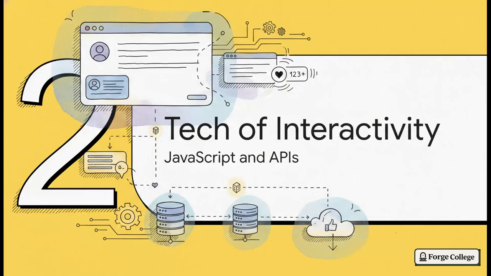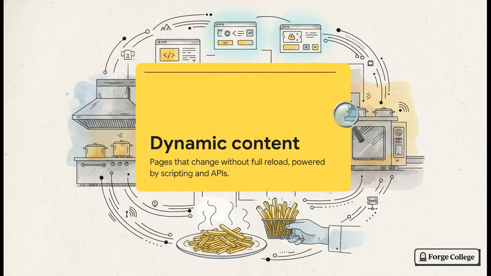Moving right along to Section 2, the tech behind interactivity. Enter JavaScript and APIs. The ultimate solution here was dynamic content. Think of it like a restaurant kitchen sending out a side of fries to your table the exact second they're ready, rather than forcing you to wait for the chef to recook your entire meal from scratch just to add those fries. It's all about delivering exactly what you need right when you ask for it without having to reload the whole page and lose your place.